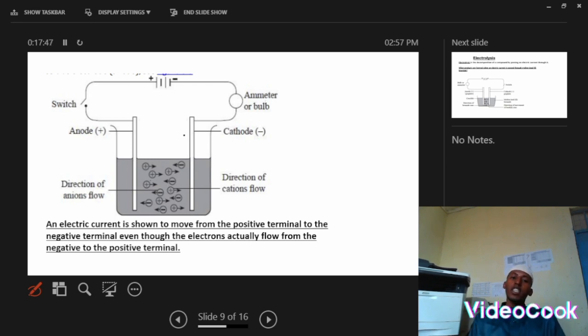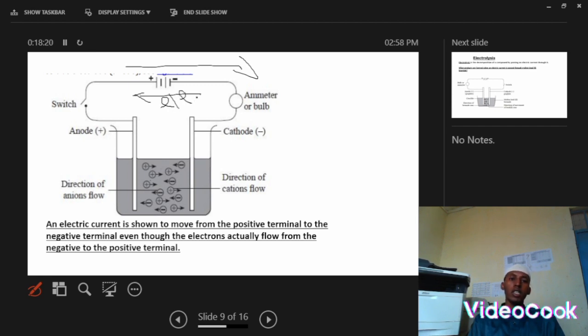An electric current is shown to move from the positive terminal to the negative terminal. So the electric current moves from positive to negative. So here now we can say this is the direction. The electric current moves from the positive to the negative terminal of the battery, even though the electrons actually flow from negative to positive. They flow in the opposite direction. So here now we have the current, and here we have the electron.